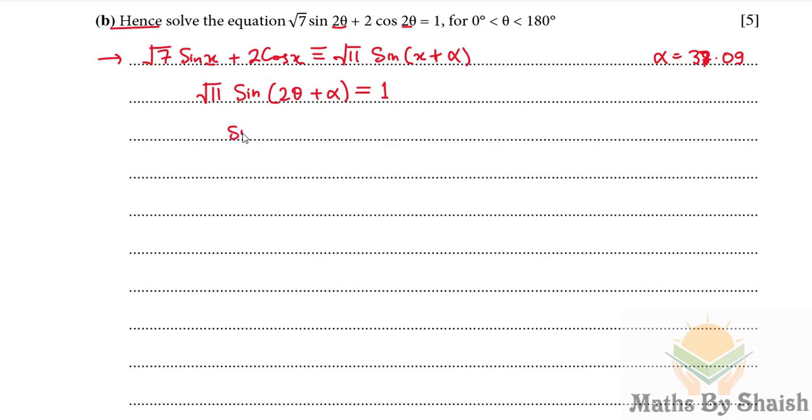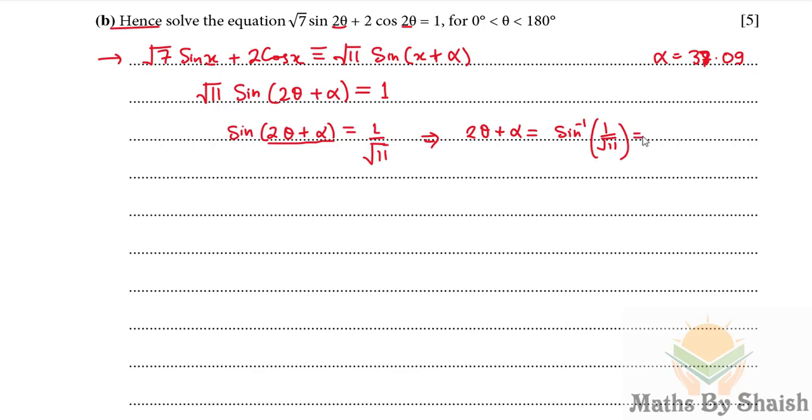So we need to solve this. Sine of (2 theta plus alpha) equals 1 over root 11, and we have to be very careful that now our angle is 2 theta plus alpha, so we'll calculate 2 theta plus alpha every time. So 2 theta plus alpha is sine inverse of 1 over root 11, and let's calculate this.